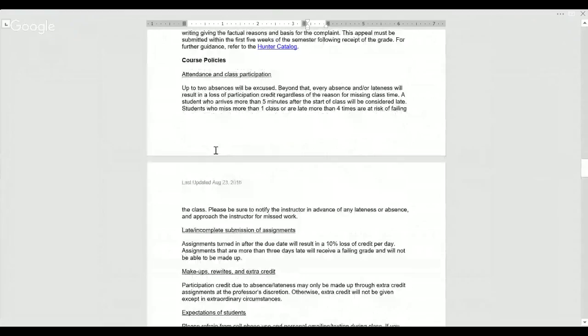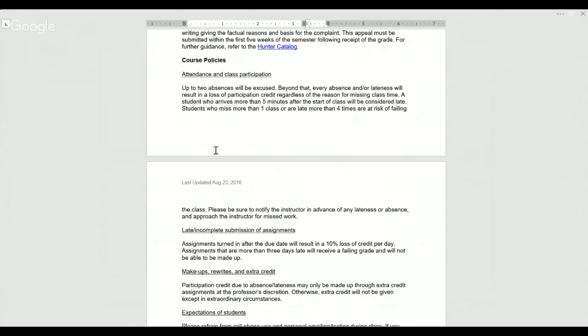In terms of attendance, I'll excuse up to 2 absences. Beyond that, absences and or lateness will result in loss of participation credit. So regardless of the reason for missing class time, try not to come late. So, get to class on time. And just let me know if you need to be late or if you're going to be absent for any reason.